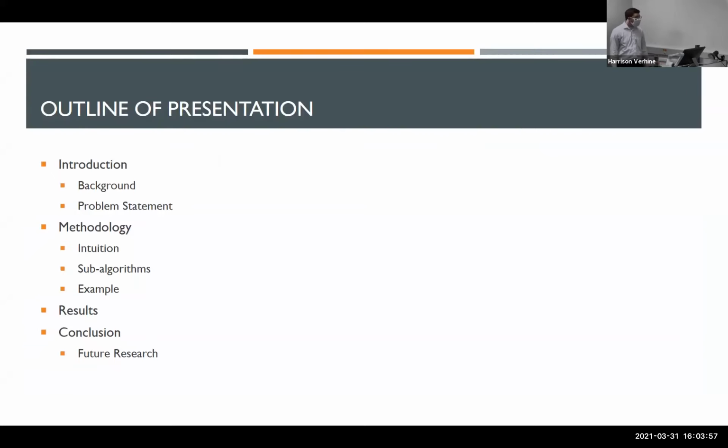I'll start by giving a brief outline of the presentation. I'll first introduce the project by giving some background and providing a problem statement. Then in the methodology section, I'll discuss the heuristic algorithm I developed, including some intuition behind the algorithm, the sub-algorithms that make it up, and an example. And then I'll discuss the results of the algorithm and conclude by offering suggestions for future research.